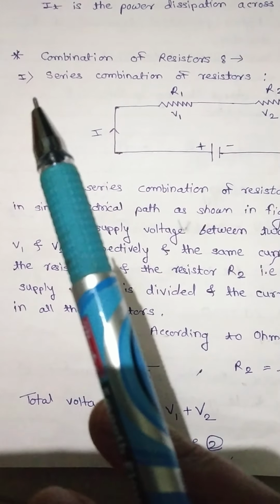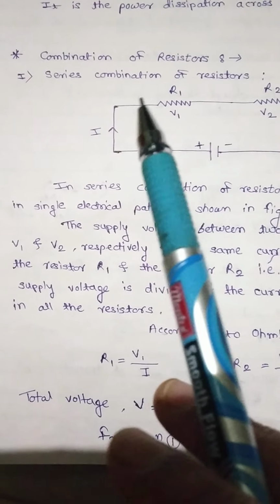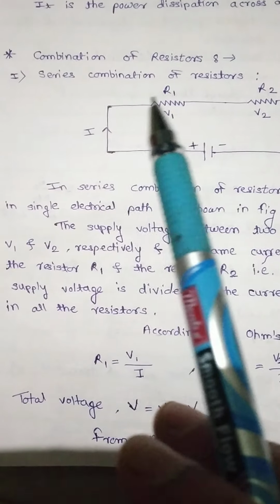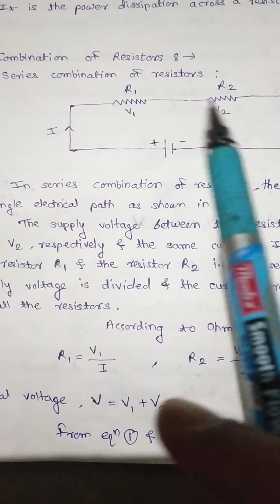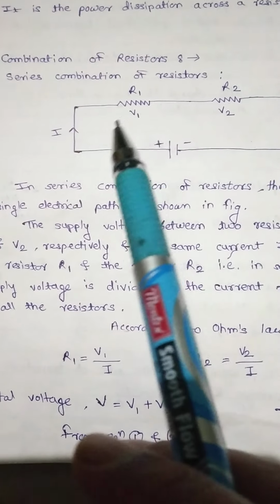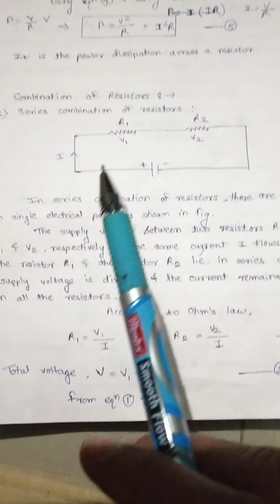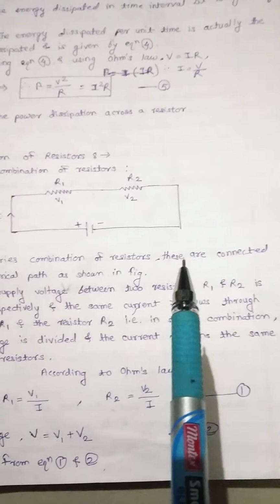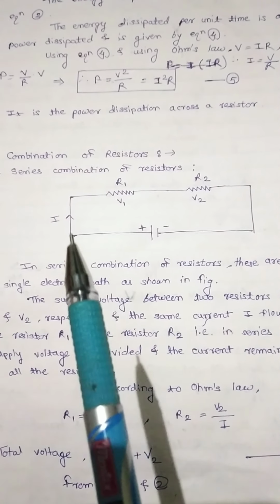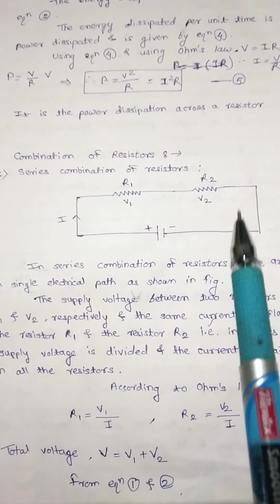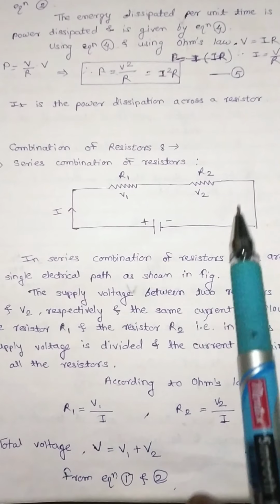So first point is series combination of resistors. Here R1 and R2, two resistors, are connected in series combination. Series combination means the resistors are connected in a single electrical path, as shown in the figure. Here the current flows through the resistors along a single electrical path.